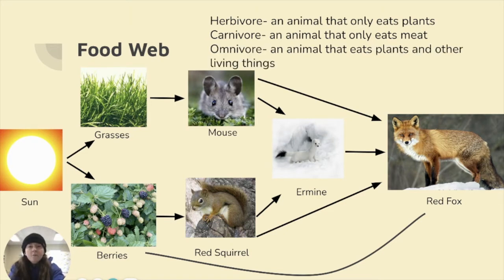And finally, we have our omnivores, and these are animals that eat plants and other living things. So our top predator, our red fox, eats ermines, mice, and squirrels like we talked about before, but red foxes also will eat berries and other plants. So that makes the red fox an omnivore. And this example of a food web shows you how complex food webs are in comparison to food chains, and how one thing can definitely impact the others, like Rita talked about with overpopulation.